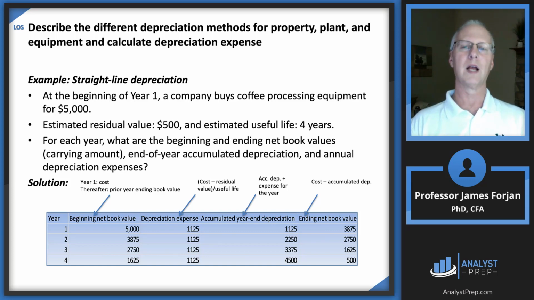So really, we're not going to depreciate the full $5,000. We're only going to depreciate $5,000 minus $500, which is $4,500. And so what we're going to do is take the $4,500 and divide it by 4, and that gives us $1,125 worth of annual depreciation expense.